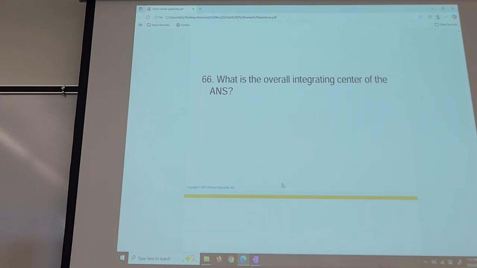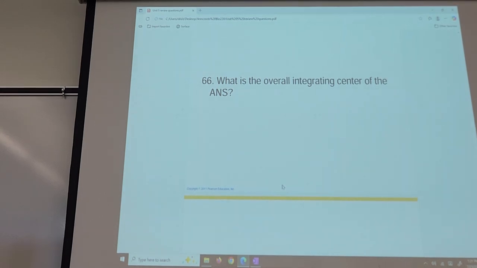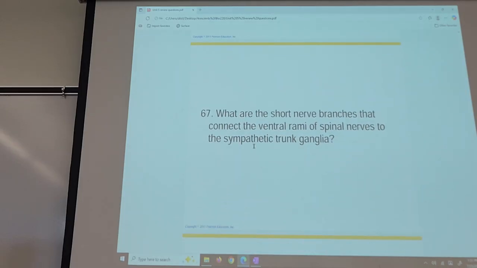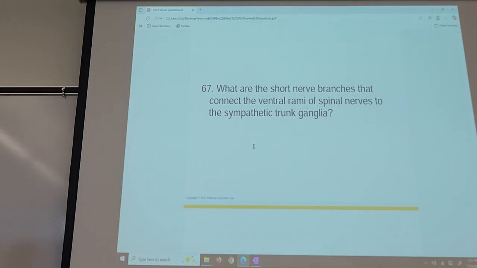What's the king of the castle, overall integrating center of the ANS? Hypothalamus, right? It can direct and tell pituitary what to do. What are the short nerve branches that connect the ventral rami of spinal nerves to the sympathetic trunk ganglia? What do we call them? White and gray rami communicantes, yeah.